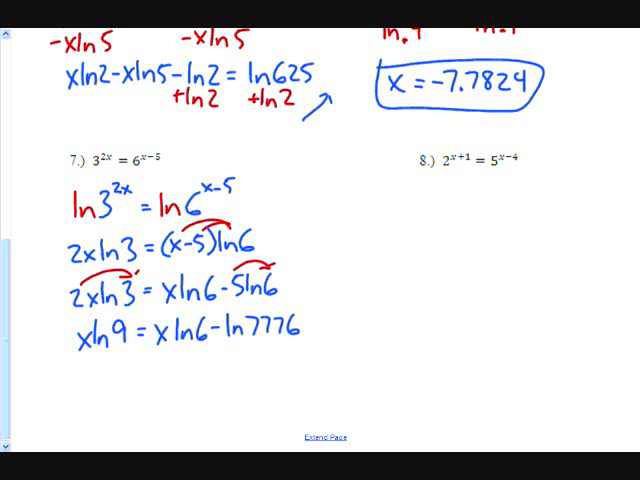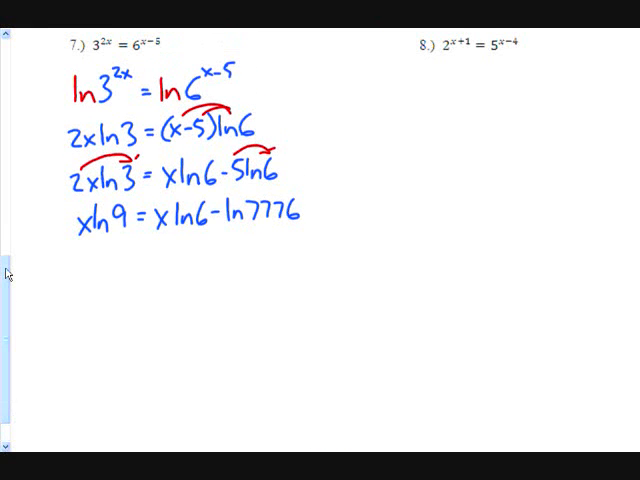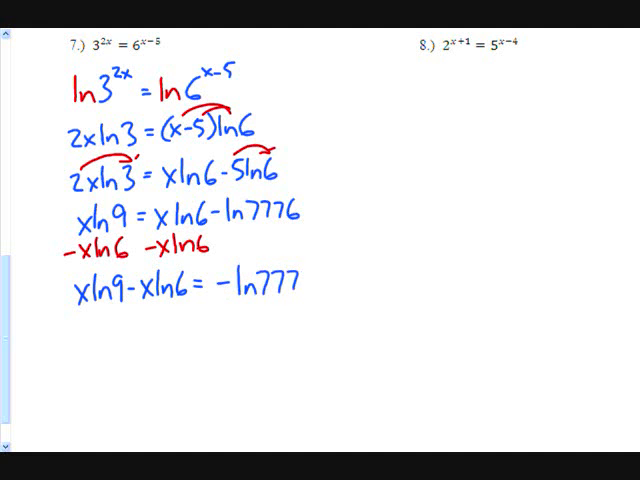Now I have to get the piece with the variables together. So I'm going to subtract this x natural log of 6 from each side. So that's going to give me x natural log of 9 minus x natural log of 6 equals a negative natural log of 7,776. And now from here, to isolate the variable, I'm going to factor it out.